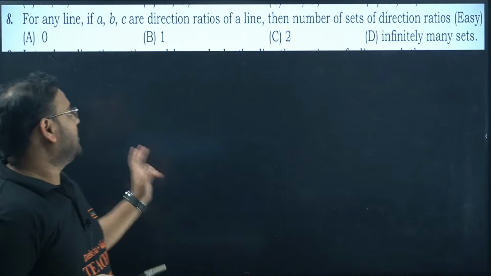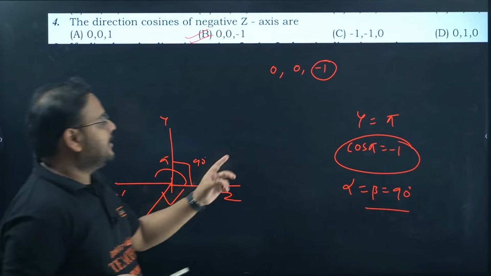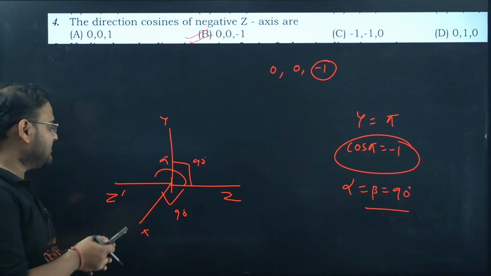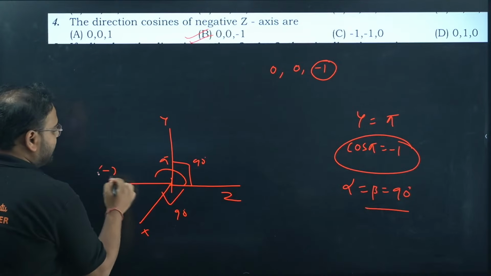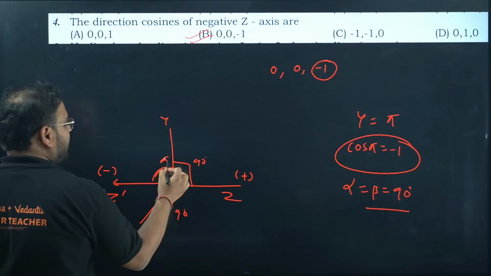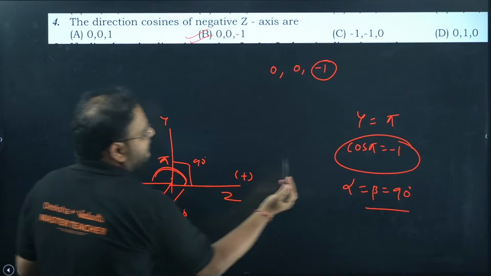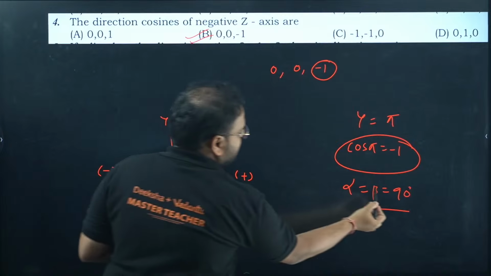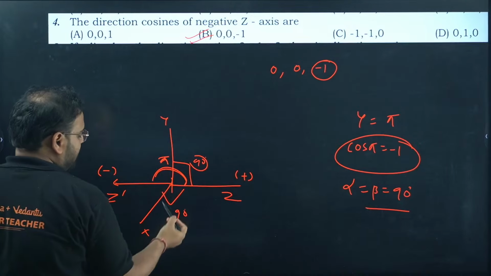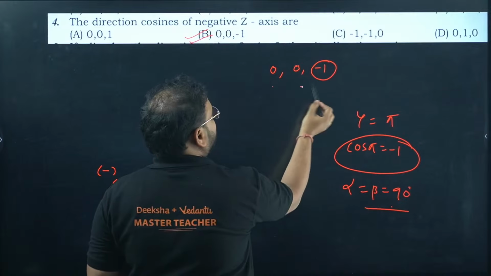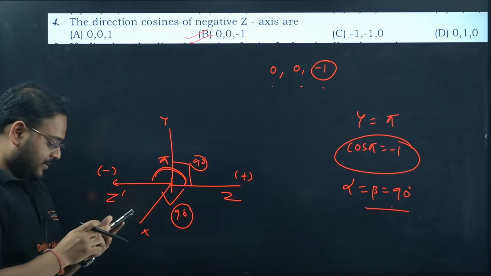Explain the previous one. The previous one was very simple. The z axis will make what angle with the negative z axis? This is the negative side, this is the positive side. What is the angle over here? The angle is, sir, pi, 180 degrees. So cos pi will be minus 1. With y, it will make 90 degrees, so cos 90 will be 0. And with x, it will again make 90 degrees, so again 0. So the answer will be 0, 0, minus 1. Option B. Yes.